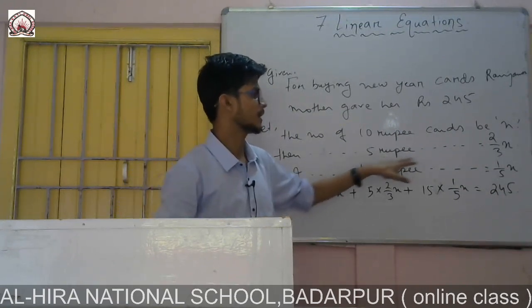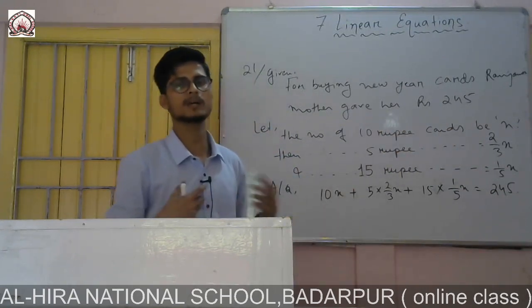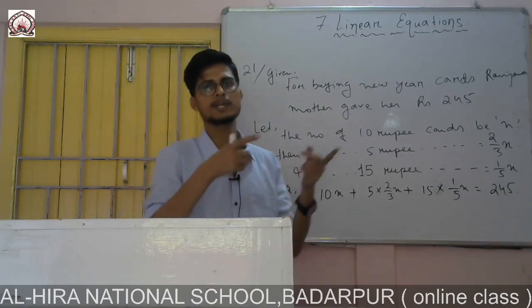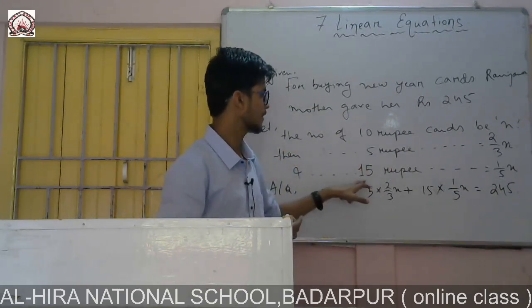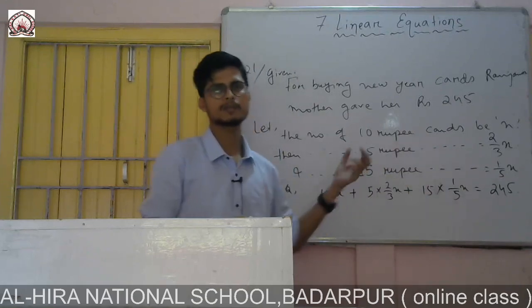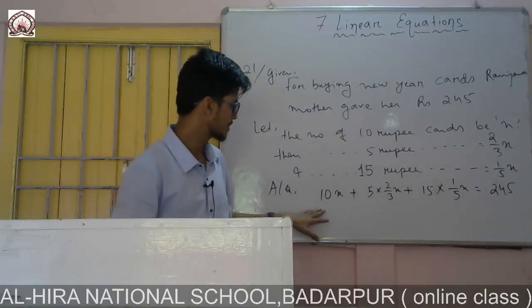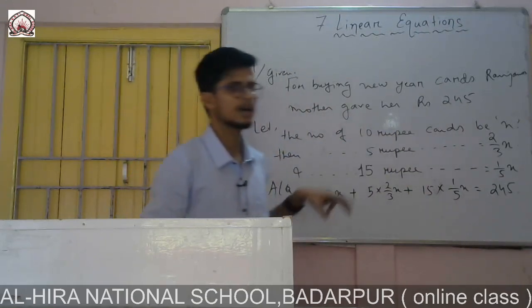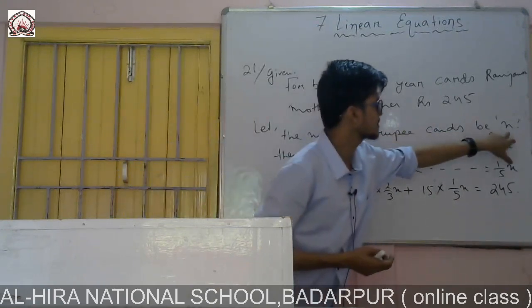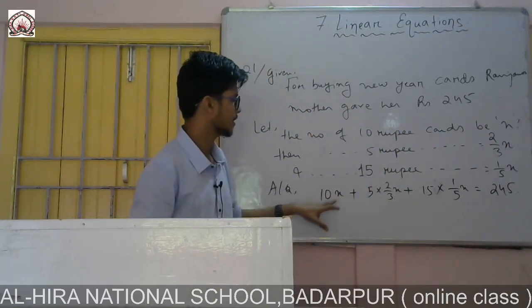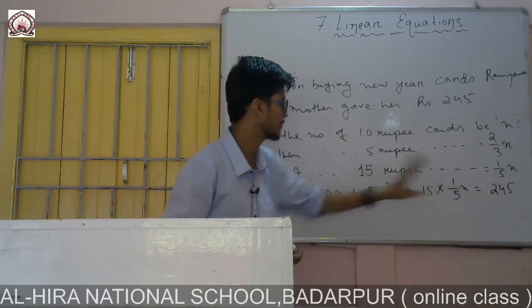If I had 3 5 rupee cards, how much amount did I spend on 5 rupee cards? 3 into 5, it is 15. And if I had 4 15 rupee cards, that means 15 into 4, it is 60. So same, she has x number of cards, and she spent 10 rupees on each card. That means 10 into x. For each case I found this one.